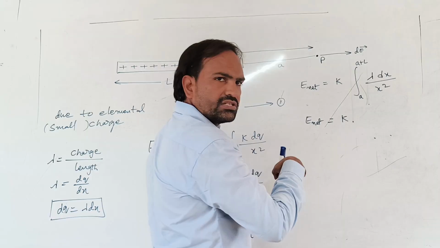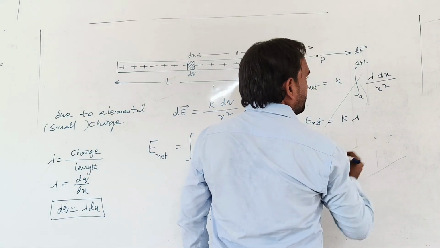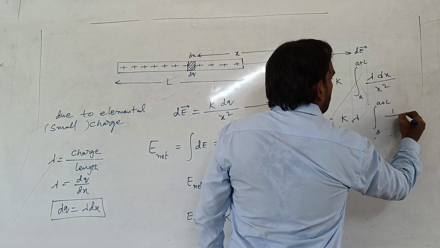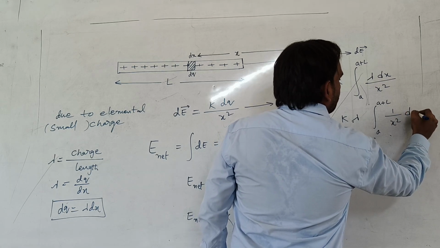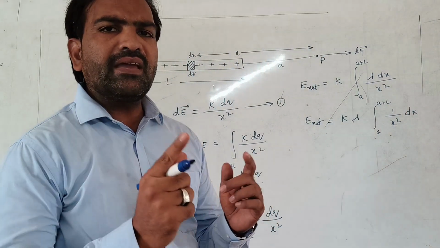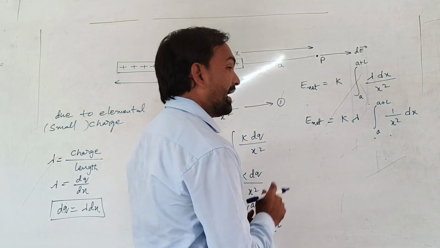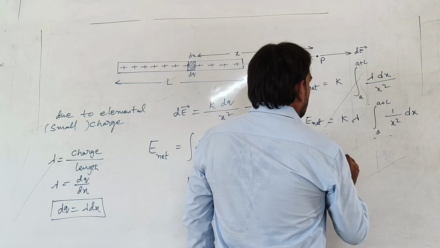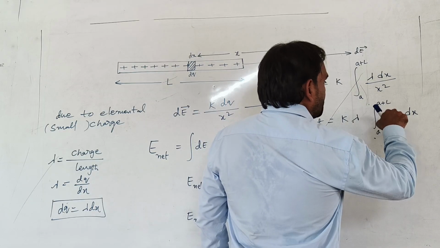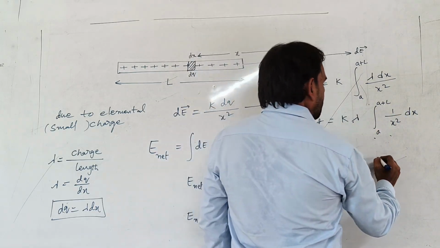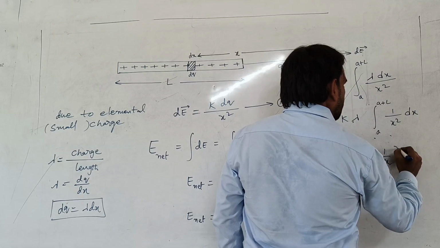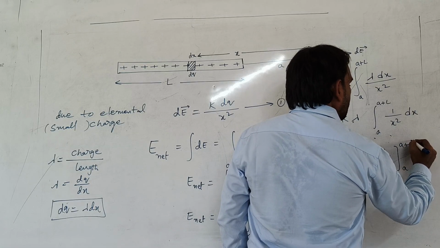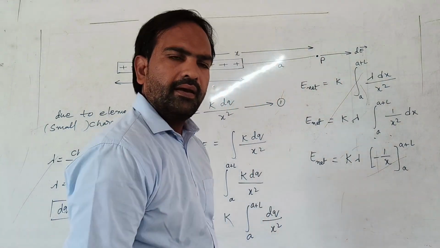k. Lambda is also a constant and is removed from the integration. Lambda times the integration from A to A plus L of 1 by x squared dx. The integration of 1 by x squared dx is equal to minus 1 by x. What are the limits given here? A to A plus L.